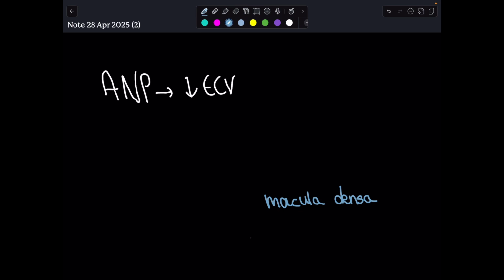Here's why. Vasoconstriction narrows blood vessels, raising pressure to keep blood flowing to vital organs, like the brain and kidneys, while angiotensin II also triggers aldosterone and ADH to retain sodium and water, directly increasing blood volume and thus ECV.